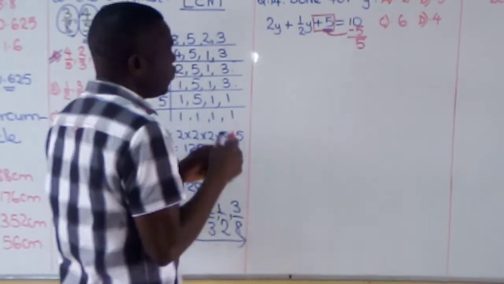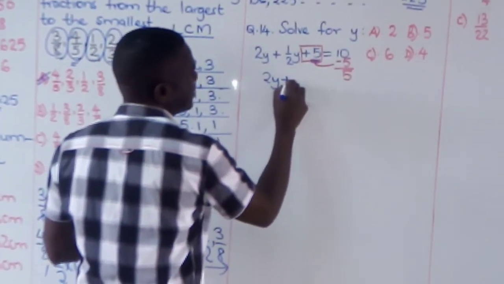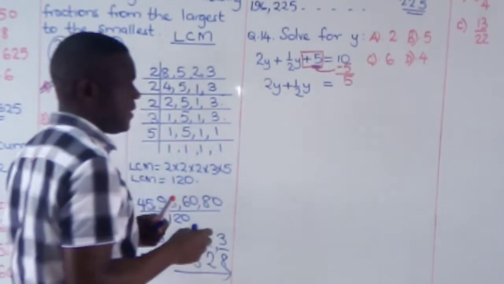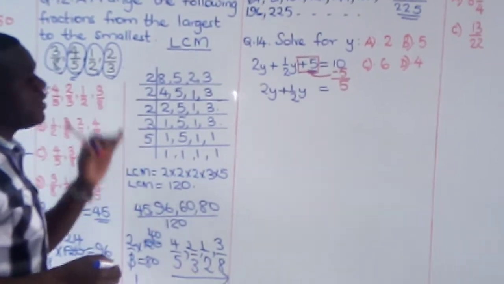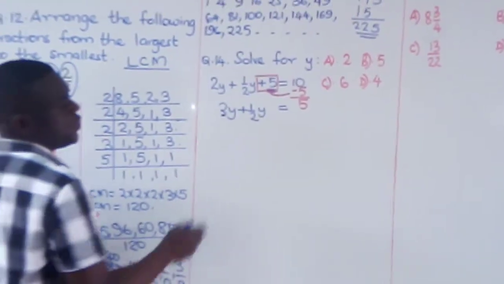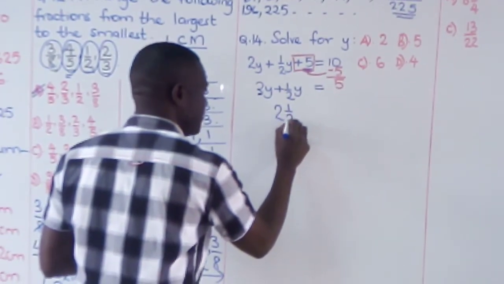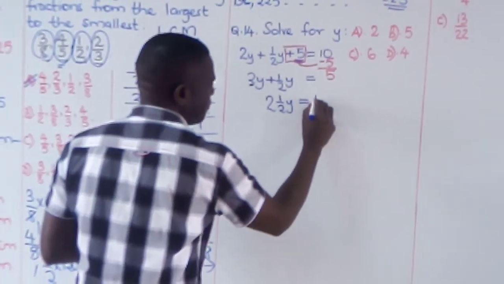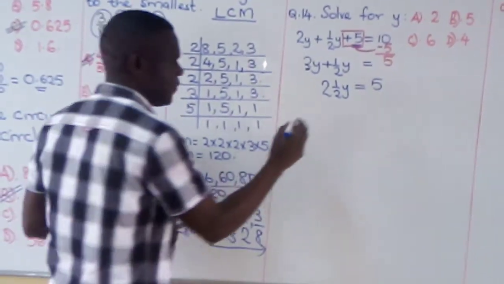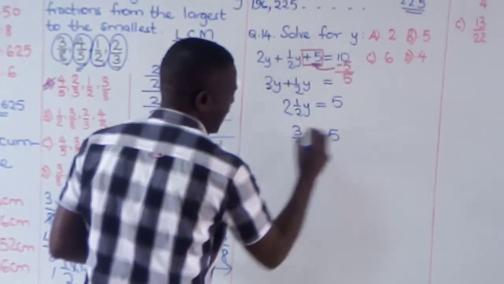And so we say 2y plus a half y is equals to 5. There are many ways of doing this, but I want to do it at your level. When you add two groups of y to a half y, we have 2 and a half. 2 and a half y being equal to 5. If we change 2 and a half into an improper fraction, we get 3 over 2y, which gives us 5.